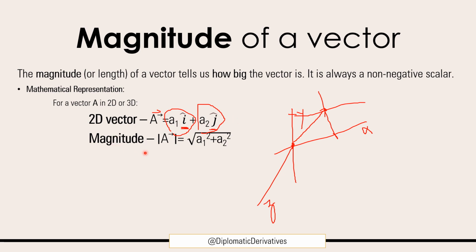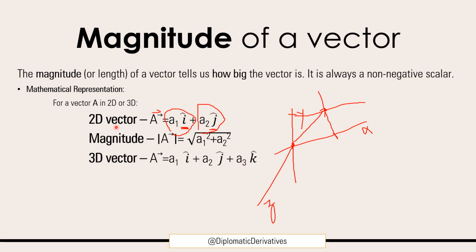Magnitude. Now if you have a vector, how do you find its magnitude? The formula is you write vector A in two lines, which is equal to the root of the first value squared plus the second value squared. So you take a1 from here and square it, plus you take a2 and square it, and you take the square root of that. That will give you the magnitude of the vector.